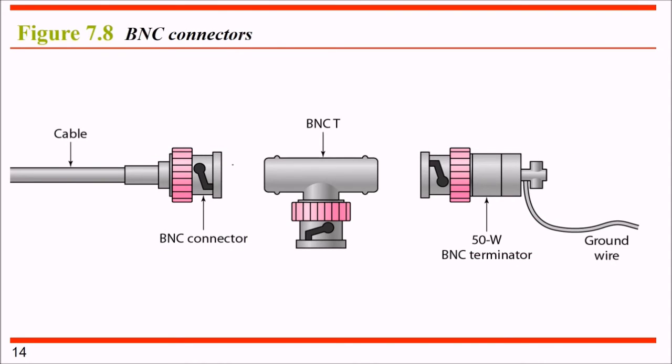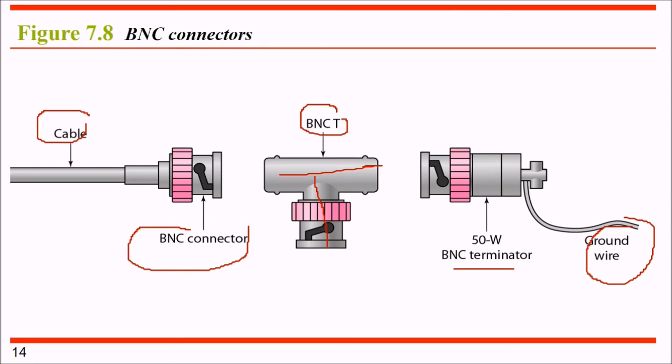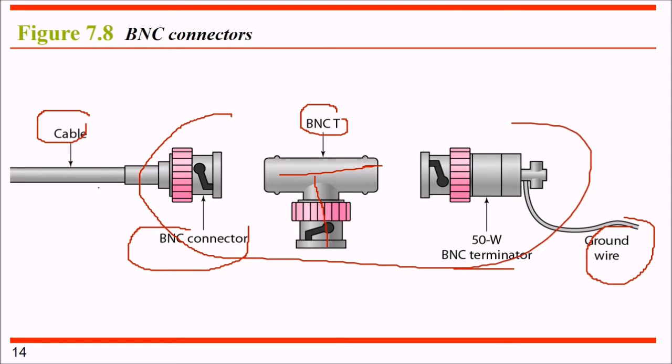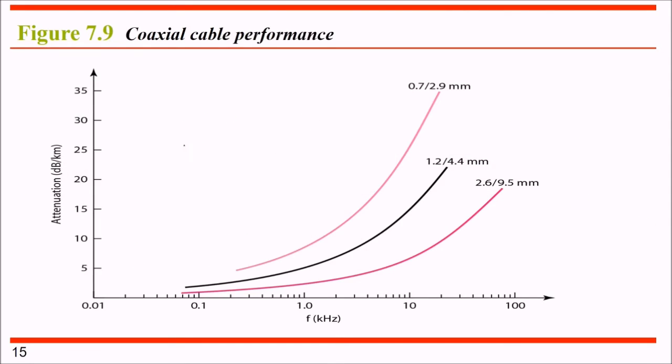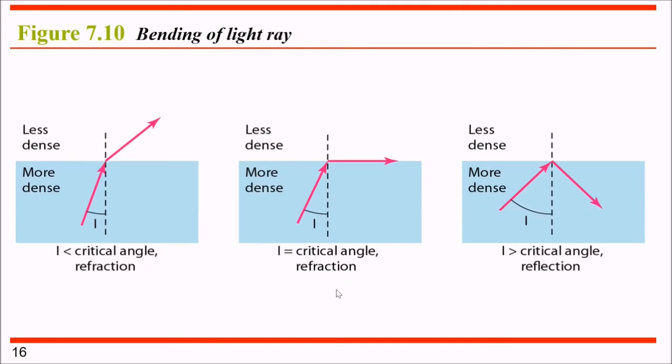These are the BNC connectors. If you have a cable, you need to connect it somewhere also. So this is the cable. These are the BNC connectors. These are the BNC T. You can see the T form, and these are the BNC terminators, and these are the ground wire. So this is how they are connected through a cable. Cable ends here. So this is the coaxial cable performance. There are 3 types as we have just seen. The attenuation again increases with the increase in frequency.